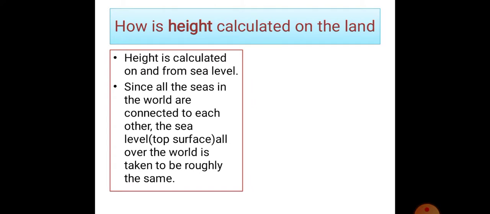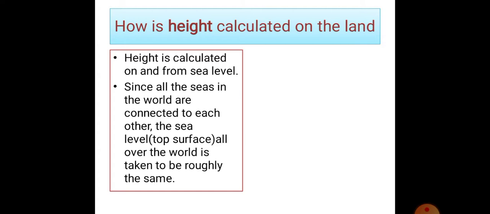How is height calculated on that? That is the major part which we come across. Height is calculated from sea level. Remember, above the sea level, because we do not know what the measurement is below the sea level. So anything above the sea level, we measure the height of the land.